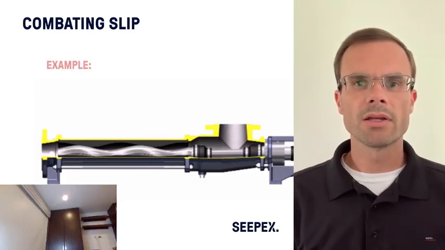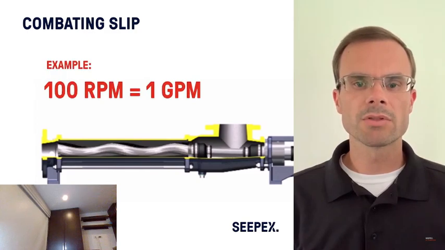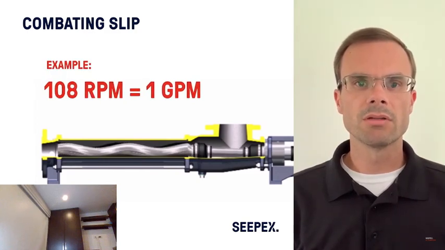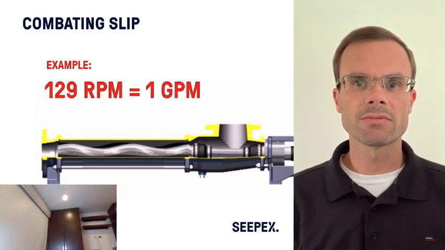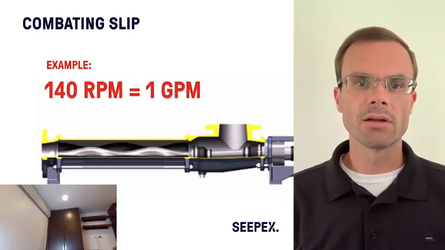The most basic way to compensate for slip is to increase pump speed. By increasing pump speed, we overcome the slip and achieve the desired flow. This is actually the case for most pumps that we sell, and is completely acceptable.